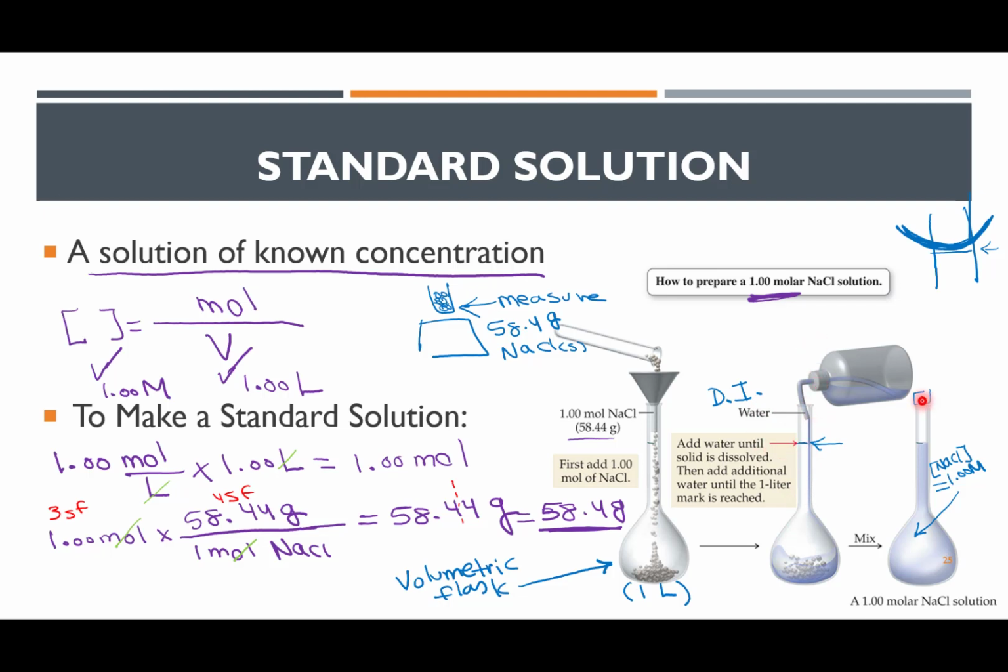You put the cap back on, and you invert your flask about 20 to 25 times so that the solution gets completely mixed. And at the end, what you have is a sodium chloride solution with a concentration of 1 molarity in a 1 liter volumetric flask. That's how we make standard solutions.